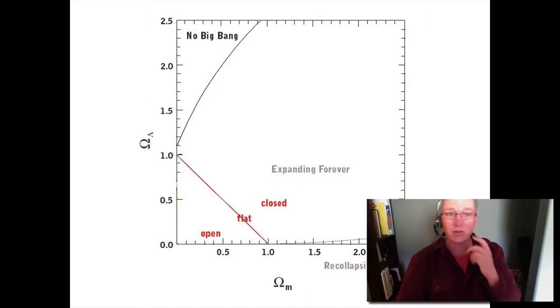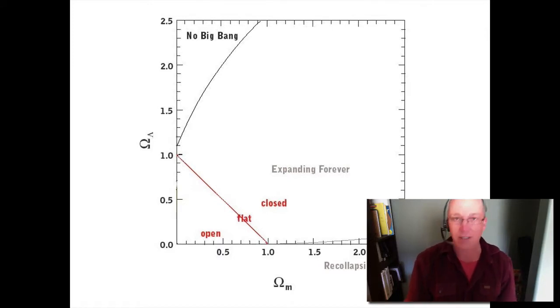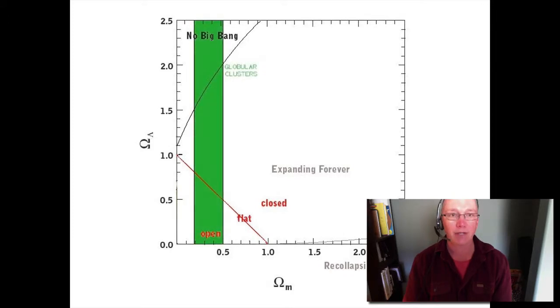So now the question is, what sort of observations can we make about this? Well, we can go out and measure the amount of dark matter. We can go out and measure the amount of dark energy. And we'd like to do this with a bunch of different experiments to see what we find. So let's put some experiments on here and see what we see. The first one is looking at globular clusters, right? So this is globular clusters.